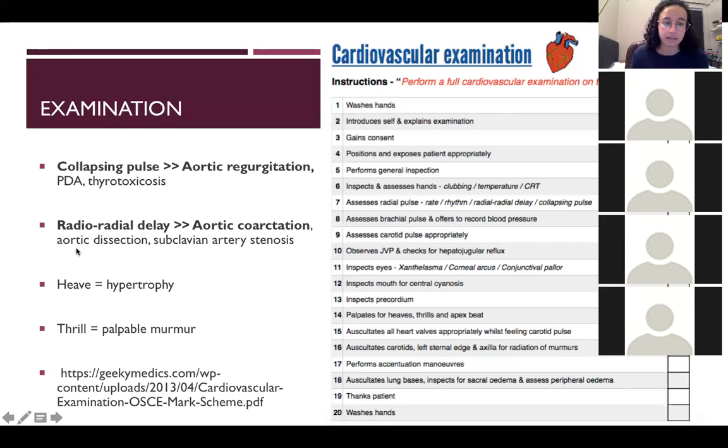So say if their blood pressure was quite low and you're quite worried about abdominal pain or something, a radio-radial delay that they haven't had before is quite worrying.